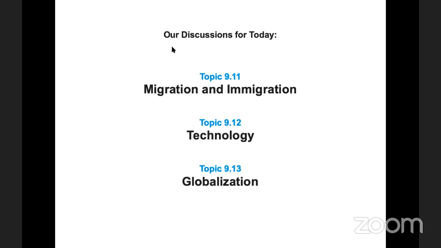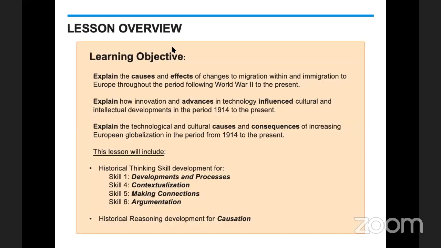Our discussion for today is going to cover 9.11, which is migration and immigration, 9.12, which is technology, and 9.13, which is globalization. We are going to be explaining the causes and effects of migration. We're going to be talking about how innovation and advances in technology influence cultural developments, and the technological and cultural causes and consequences of globalization.